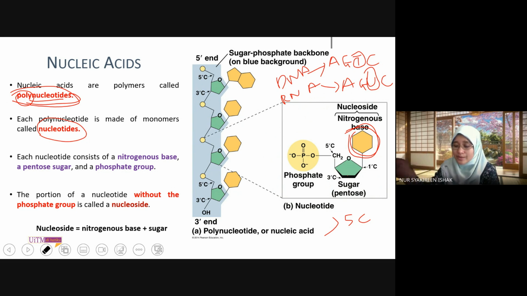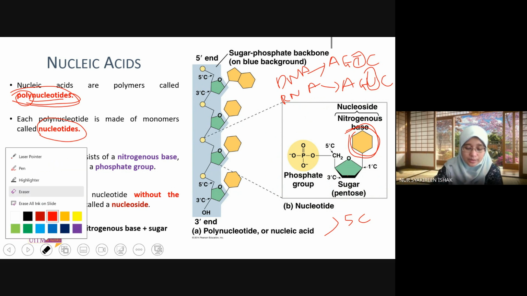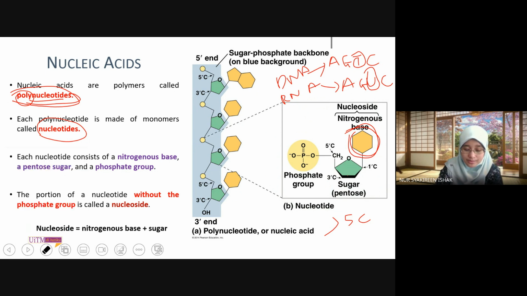Okay, this is the number of the carbon in the 5 carbon sugar. So again, you have to know how to label the carbons. Look at this: this is the pentose sugar. How do we number these carbons? We start here. This is carbon number 1, carbon number 2, carbon number 3, carbon number 4, and up here is carbon number 5. Carbon number 5 is bonded to the phosphate group. Carbon number 3 here has a hydroxyl group.